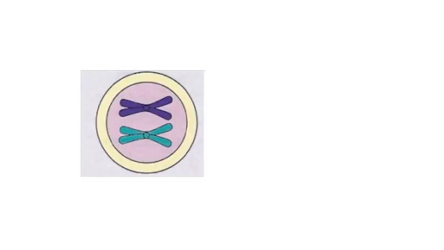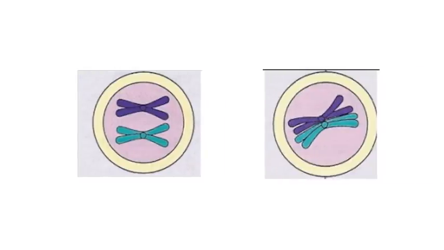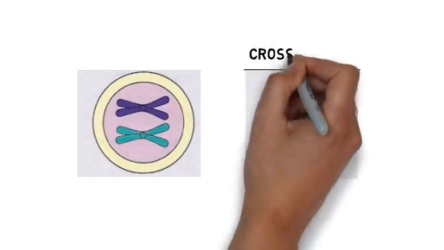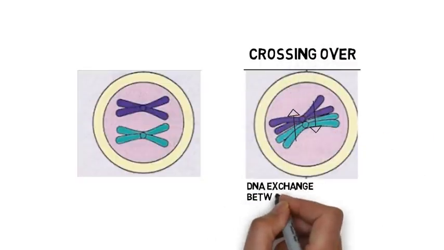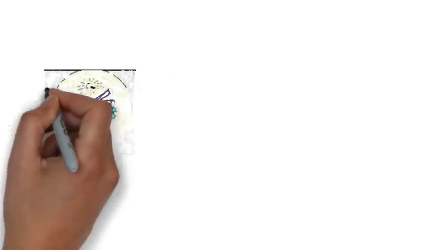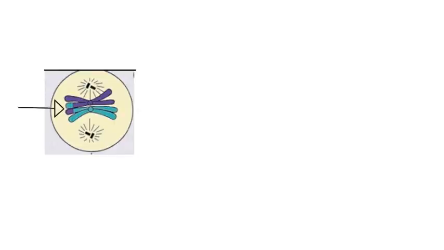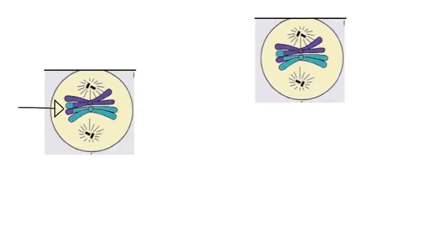Meiosis 1 begins with homologous chromosomes lining up next to each other, and an event unique to meiosis occurs, crossing over. 2 homologous chromosomes exchange DNA between adjacent homologous chromatids. Now, the sister chromatids of one chromosome are no longer identical to one another. At this point, each chromosome is still double-stranded and has 2 sister chromatids.